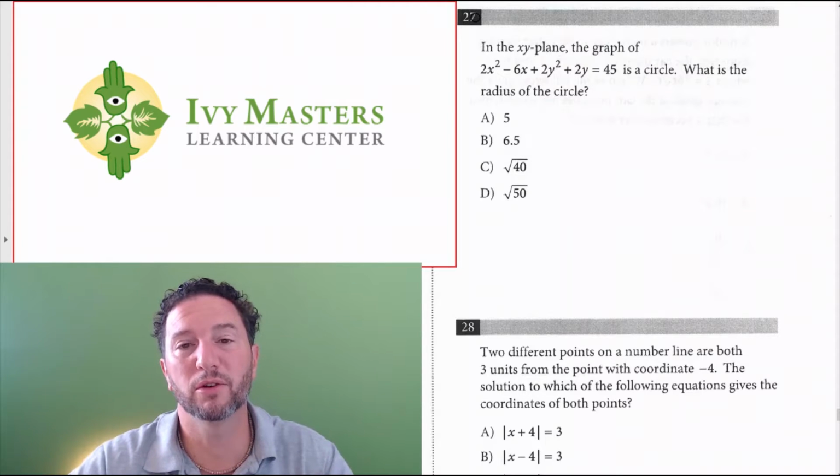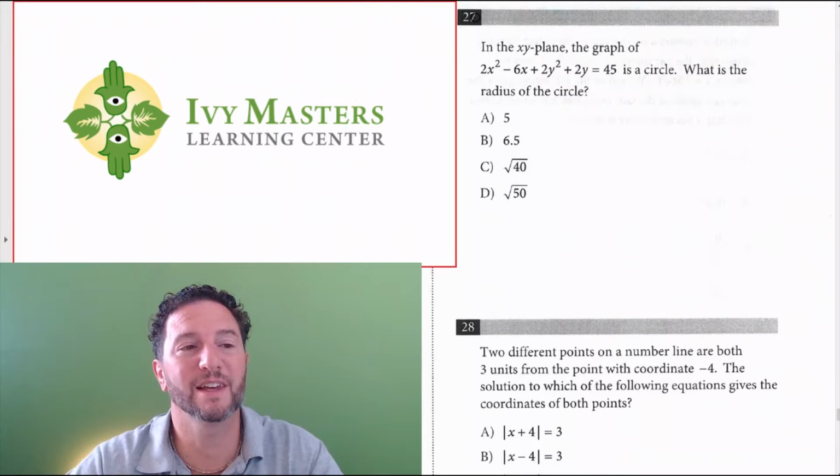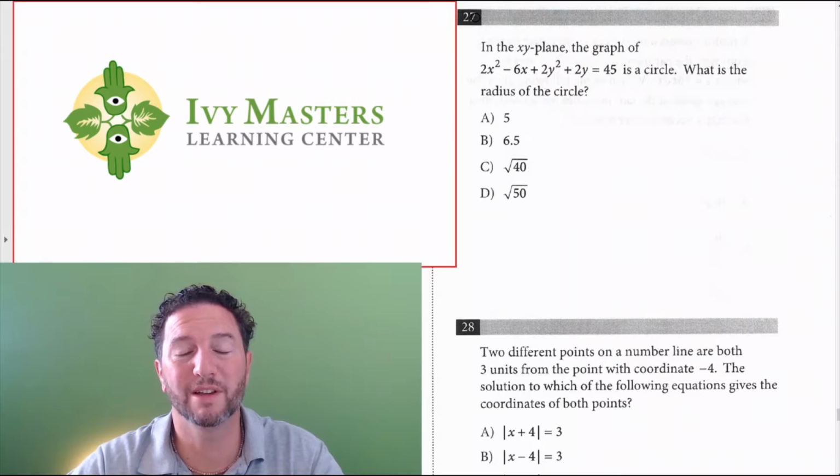My name is Paul Pasolka, Ivy Masters Learning Center and ivymasters.com. And today we're going to look at Test 6, Section 4, number 27, which could be done by hand. I'm going to show everyone how to do it by hand. But then, for those of you with a TI-84 Plus CE, I'm going to show how you could use your calculator in order to do this.